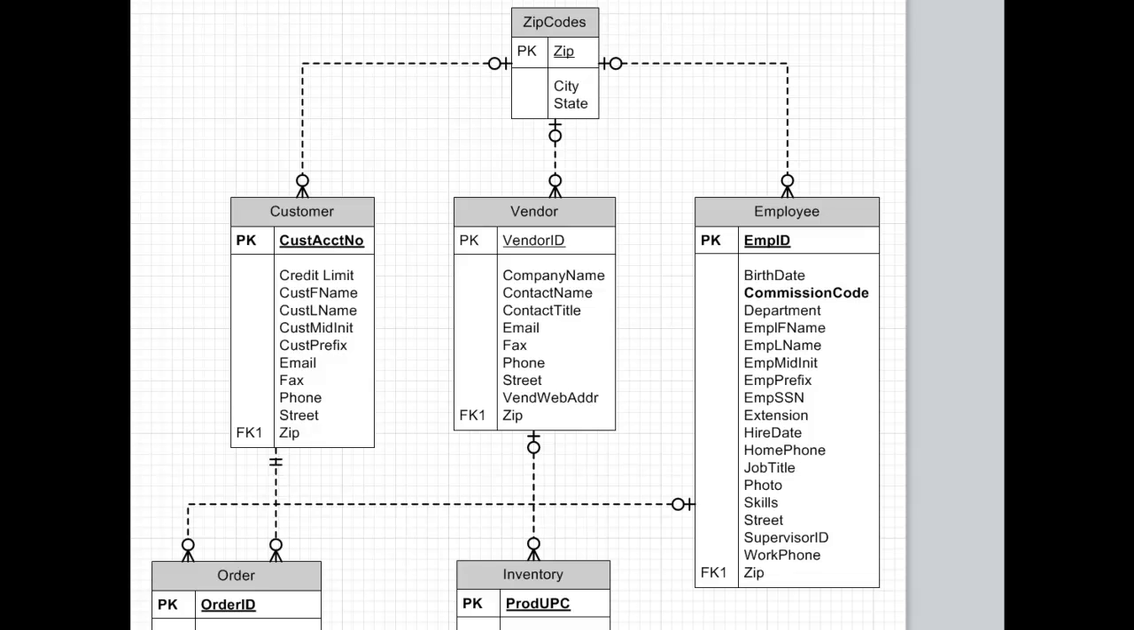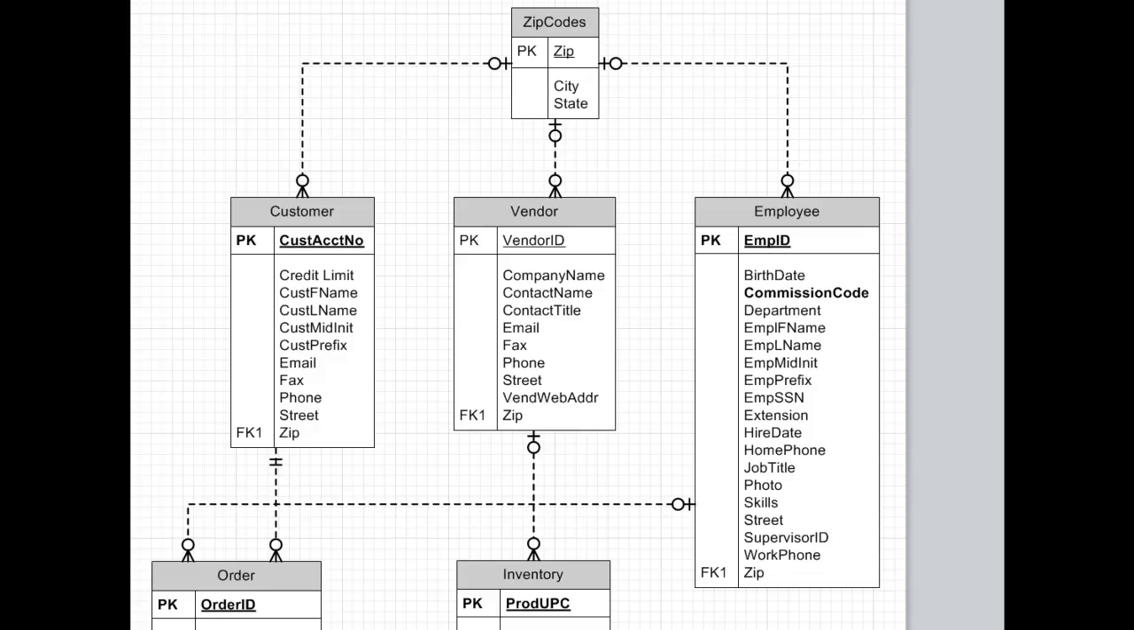They are all considered strong because they are not reliant upon any other entities for their primary key. If we look, for customer, the primary key is customer account number. For vendor, it's vendor ID. And for employee, it's EMP ID. For zip codes, it's zip.